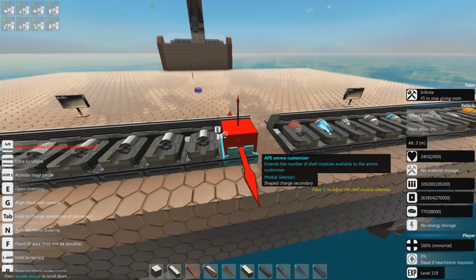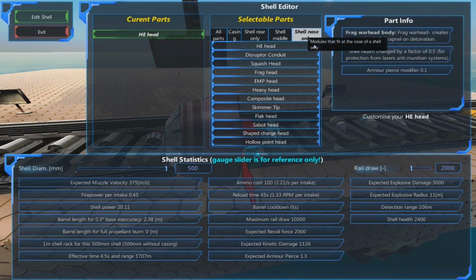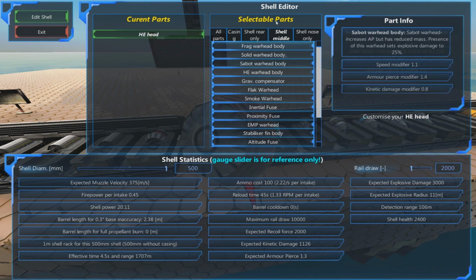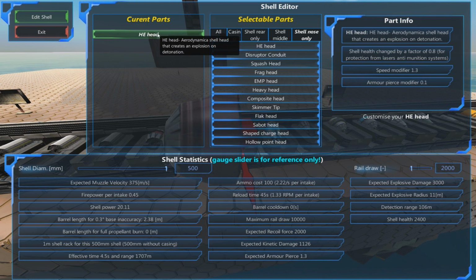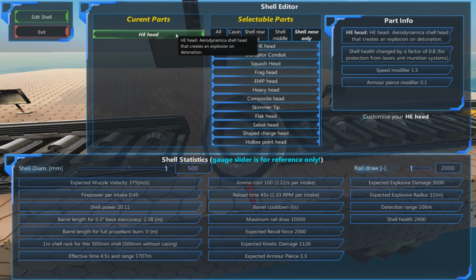So speaking of what goes on the front of your shell, we finally get to the heads, the noses. And a lot of these we can skim over because they're pretty much front versions of components that were in the middle. So HE head is exactly like the HE warhead body, except it goes on the front. It's more aerodynamic. It's more aerodynamica. Spelling thing that needs to be fixed.